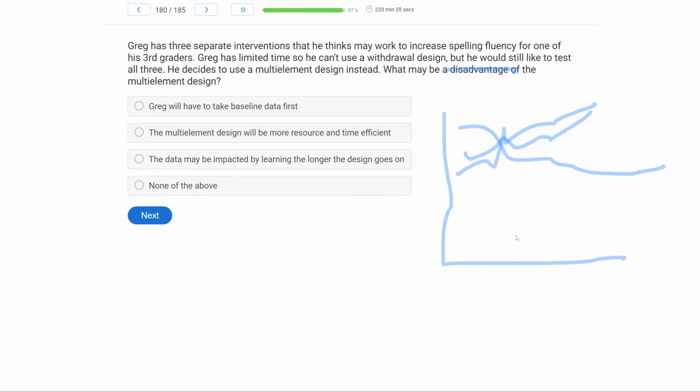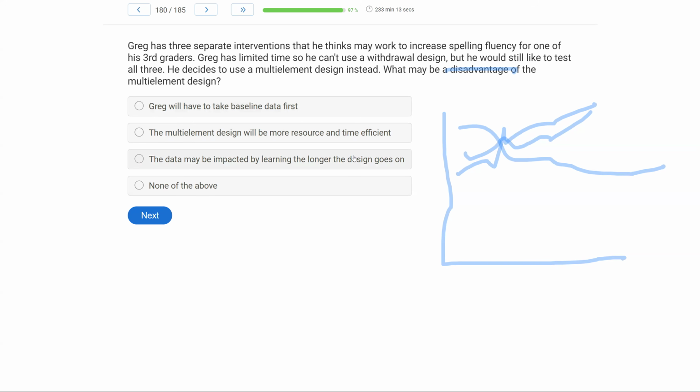Likely, right? Instead of having to go through the whole process of adding the intervention, and then removing the intervention and adding the next one, removing the next one, which is going to take a lot of time, Greg instead can just rotate through them and get a good idea very quickly of all three.